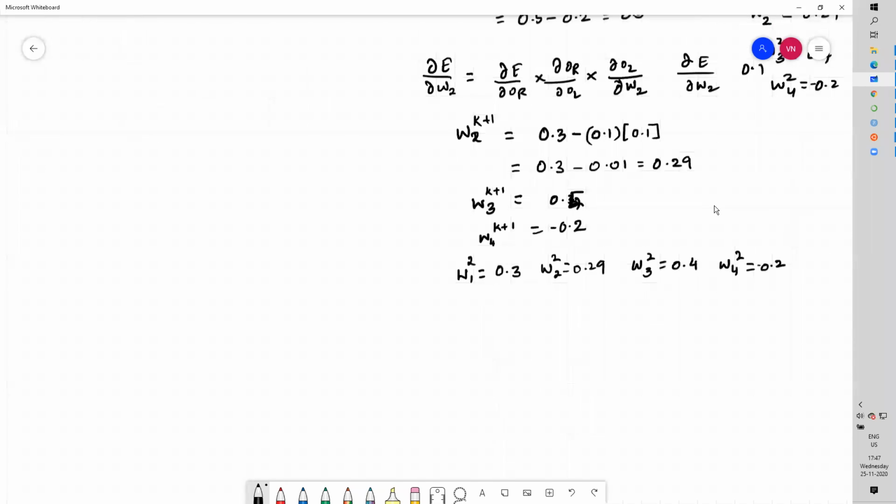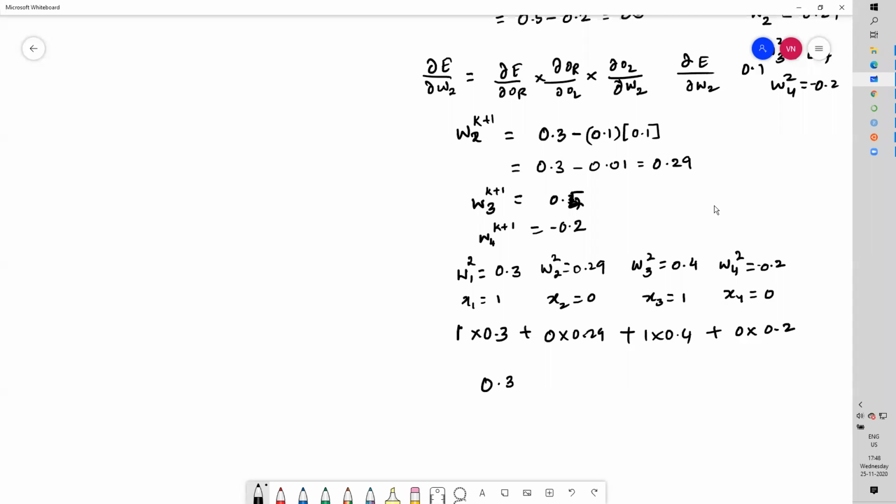Now let's do the forward propagation. Our inputs are x1 equal to 1, x2 equal to 0, x3 equal to 1, x4 equal to 0. So 1 into 0.3 plus 0 into 0.29 plus 1 into 0.4 plus 0 into minus 0.2. So 1 into 0.3 remains 0.3, plus 0, plus 0.4, plus 0. So what we got as the output in the forward propagation, the y value at the second iteration, is 0.7.